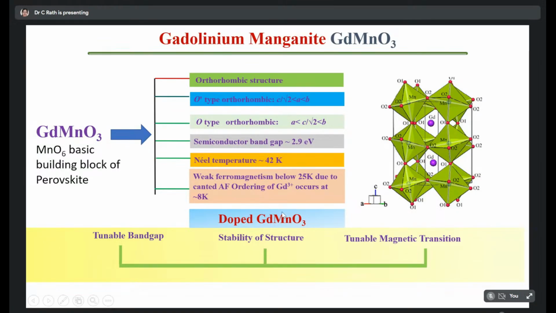So when you dope this gadolinium manganite, one can tune the band gap, one can change the stability of the structure, and you can tune the magnetic transition. That's what we are going to show, some of the results in doped GdMnO3, in the next few slides.